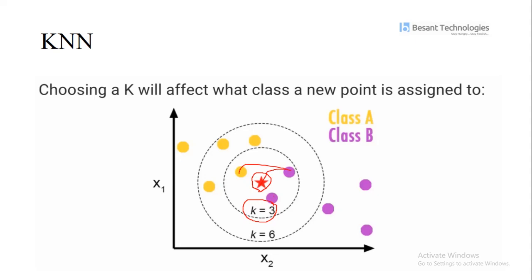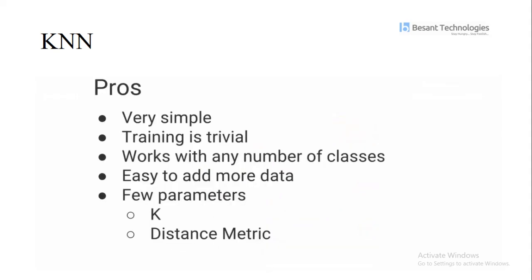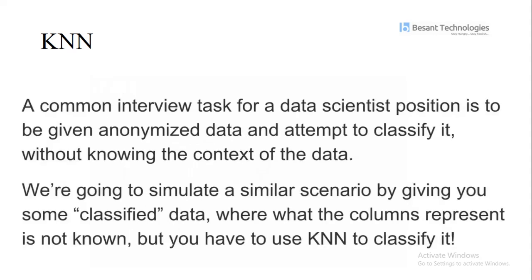And when we have K equal to 6, we need to get the 6 closest points. Now we need to decide whether this red point belongs to class A or class B, that is, which category this point belongs to. To find this, we apply our KNN algorithm. These are some simple advantages: it's very simple and it works with any number of classes. It's easy to add more data, and we can handle parameters like K and the distance metric.